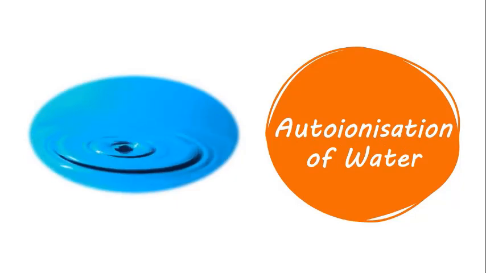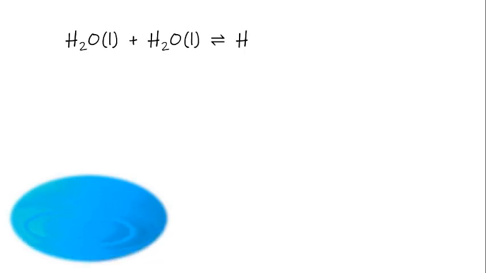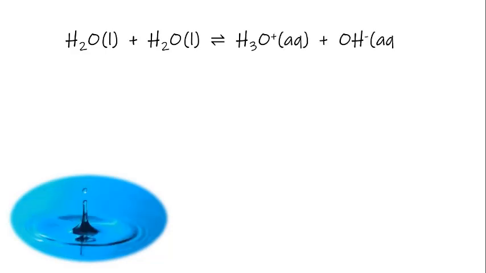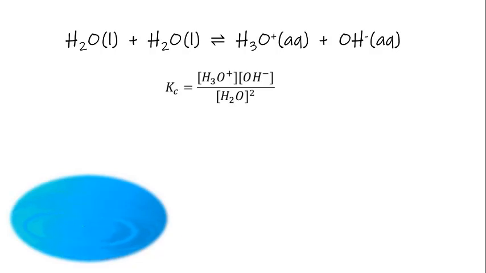Auto-ionization of water. Water can act as Bronsted-Lowry acid or Bronsted-Lowry base. Water dissociates very slightly into ions in an equilibrium process called auto-ionization of water. The equilibrium constant for this process is expressed as Kc equals concentration of hydronium ions times concentration of hydroxide ions divided by concentration of water molecule to the power of 2.